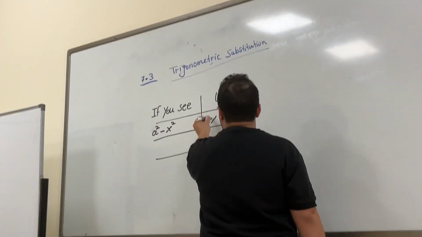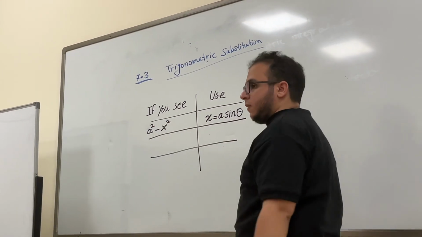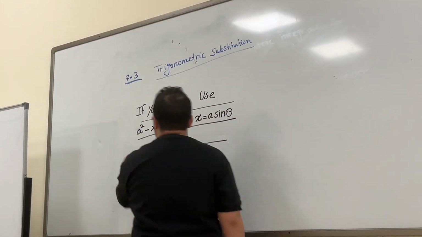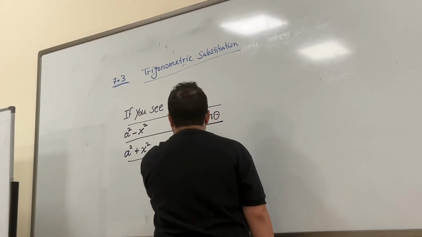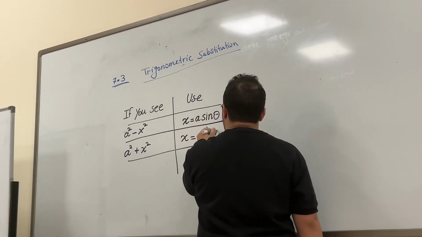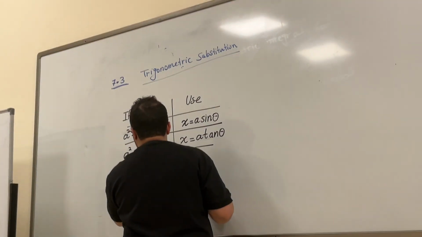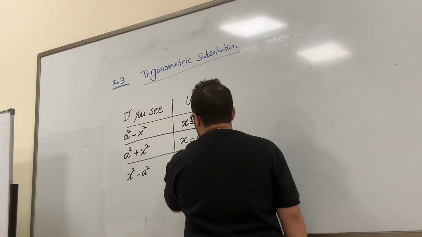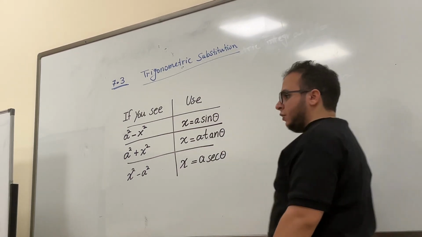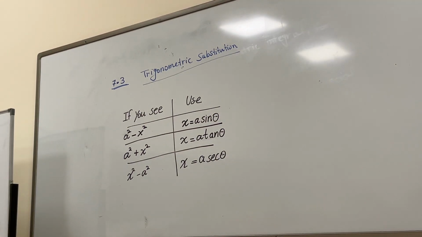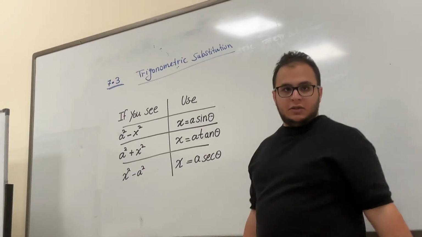Then I use the substitution x equal a sine theta. And if I see a squared plus x squared, then we're going to use x equal a tan theta. And x squared minus a squared, that's the last case. Then use x equal a secant. Now, in the first one, you're going to do some calculation.